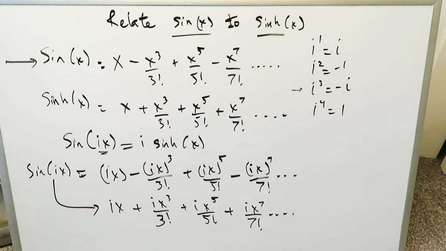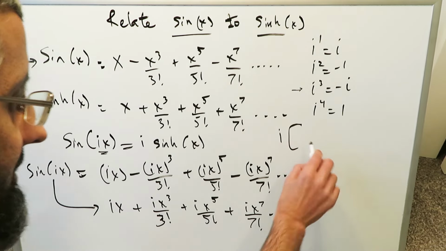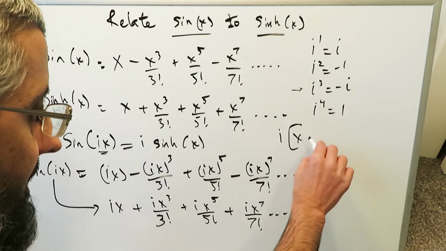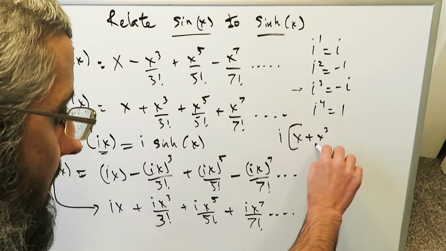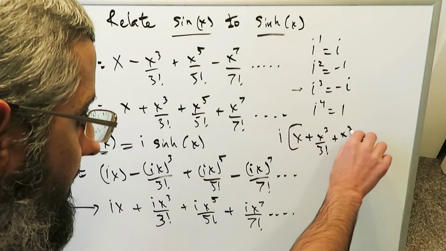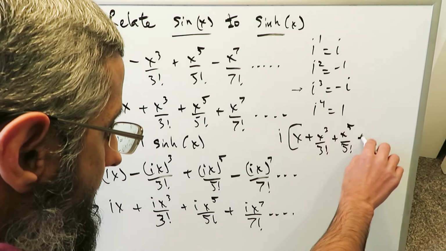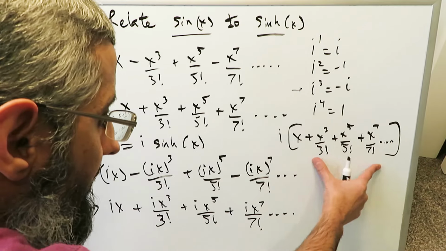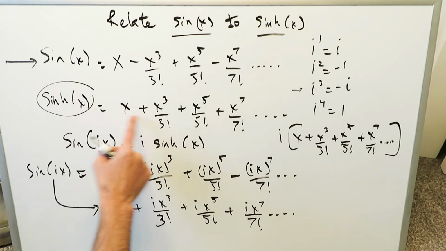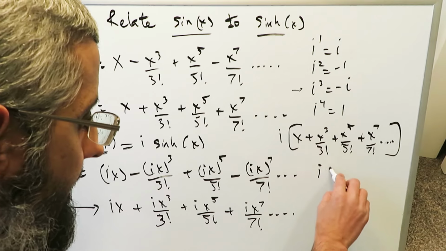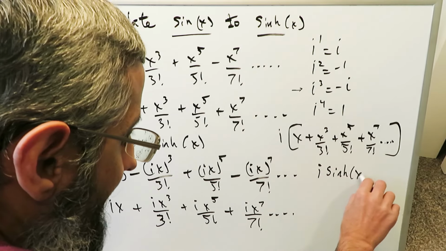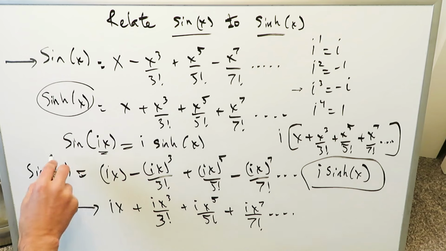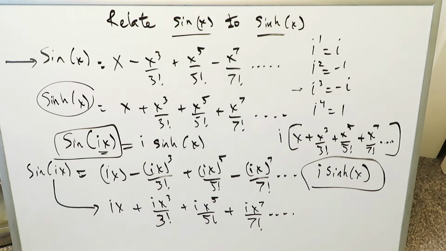But when you're looking at this, there's a common term, i. You can isolate the common term, and then what you have left is basically x plus x cubed over 3 factorial plus x to the power of 5 over 5 factorial plus x to the power 7 over 7 factorial, on and on and on. But all of this right here looks exactly like the expansion of this. So you're essentially looking at i hyperbolic sine x. This right here is equal to this right here. As you've seen, the identity is true. This sine ix is equal to i hyperbolic sine x.